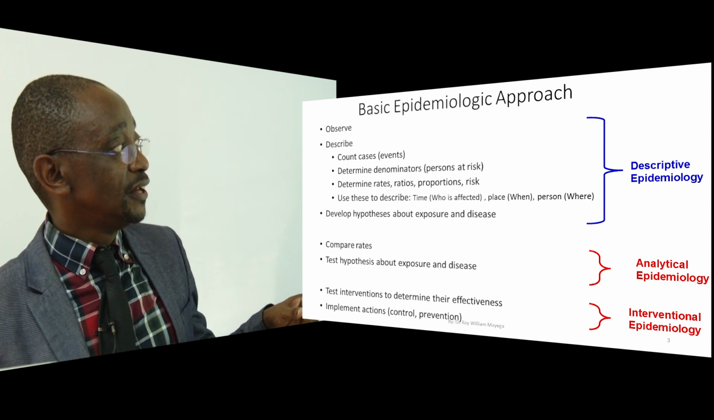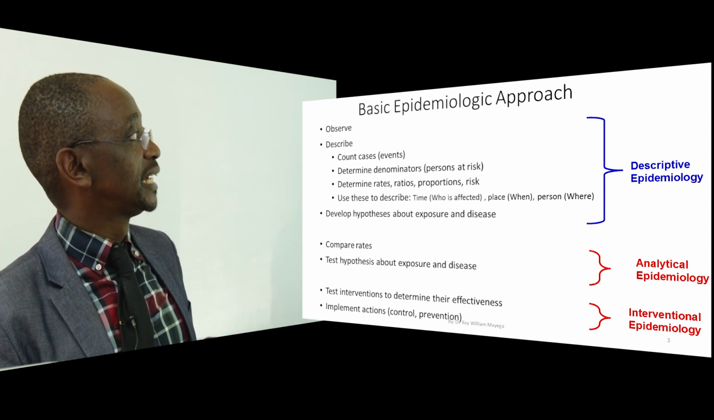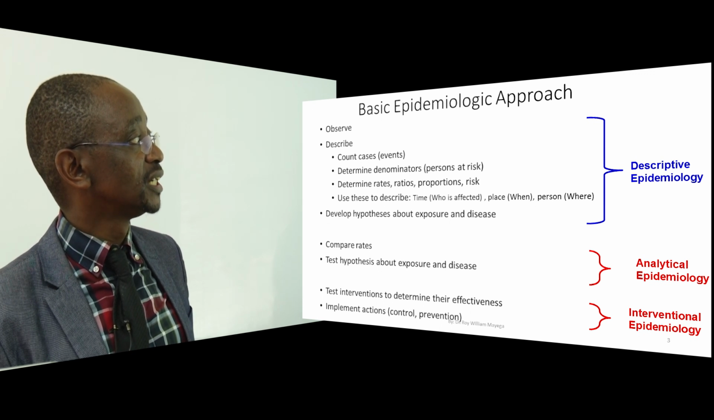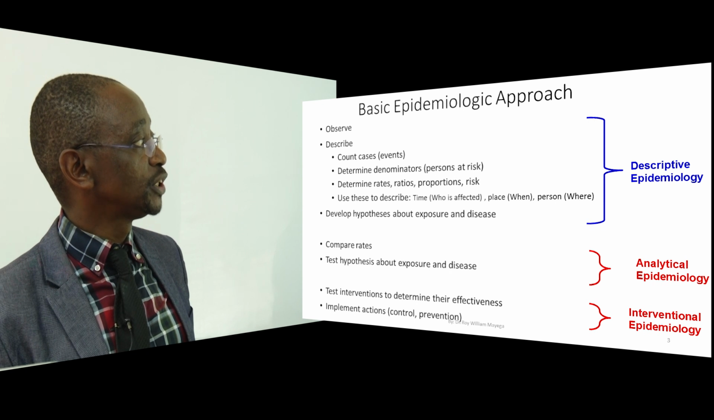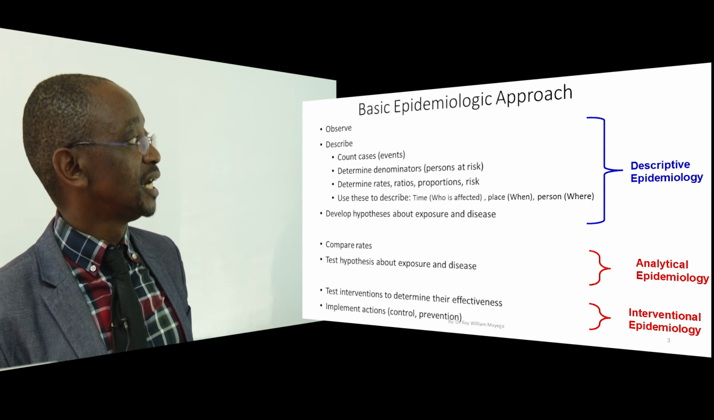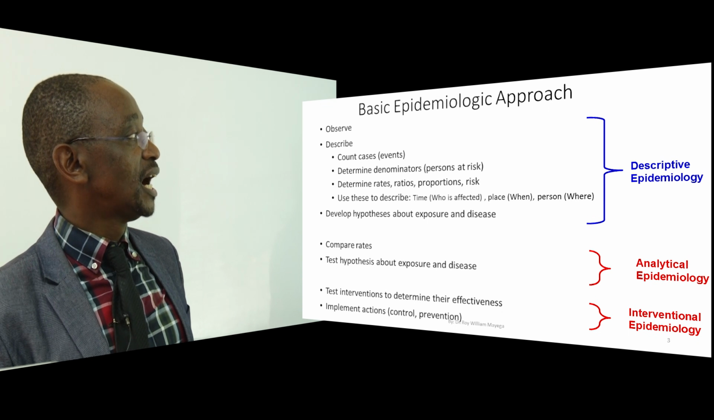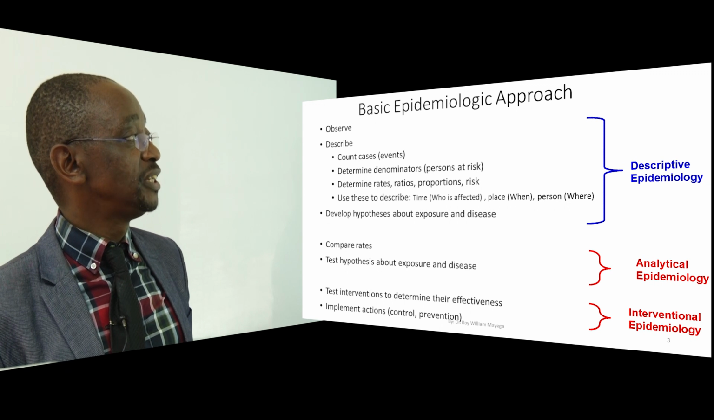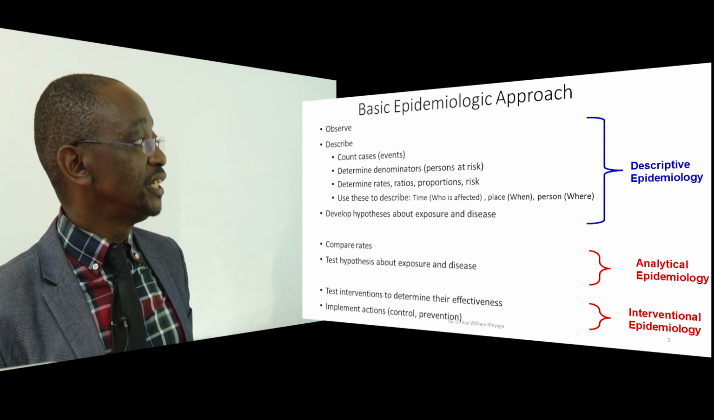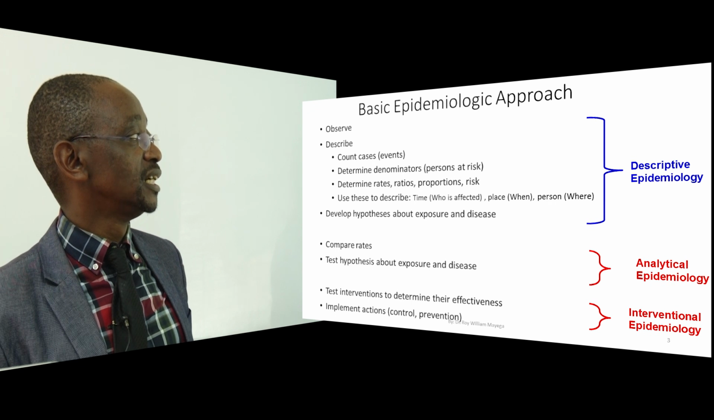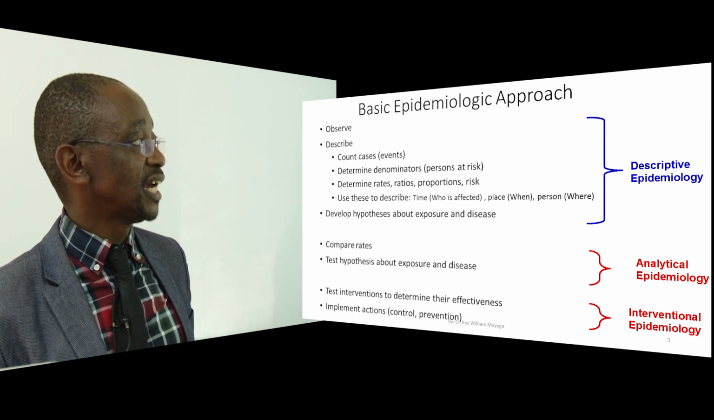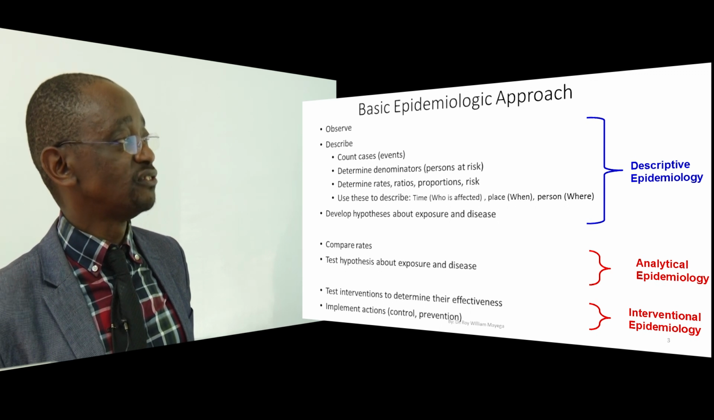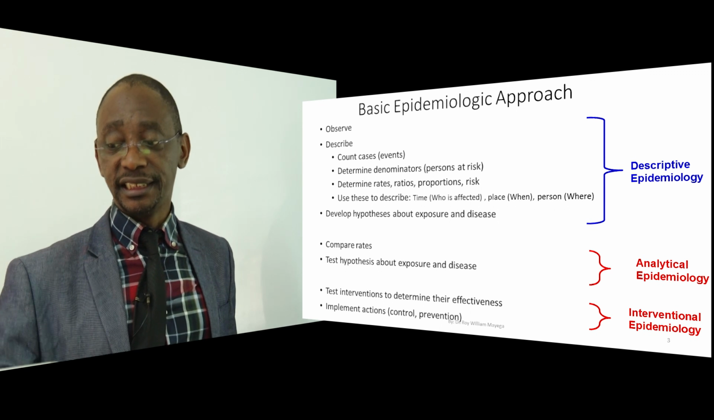And they use this information, that is the cases, the denominators, the rates, ratios, proportions, risk, and other parameters, means, medians. They use these to describe the population, and they describe it in three main dimensions. Who is affected? That is the person analysis. When are they affected? That is in relation to time. And where are the people who are affected? That is in relation to place.